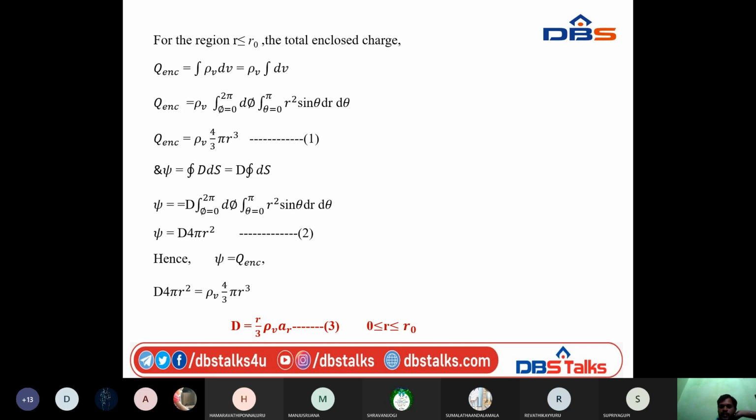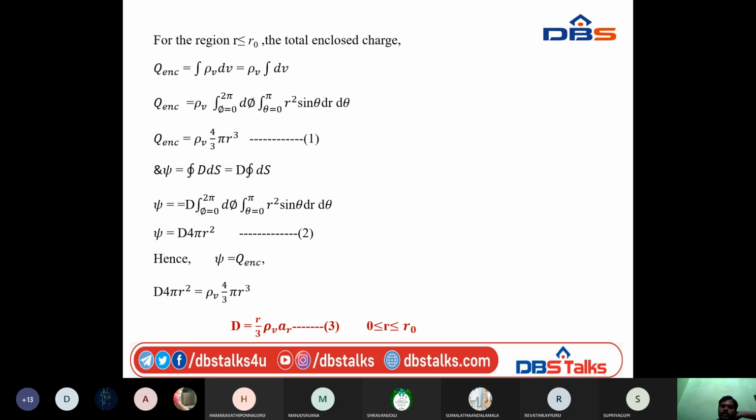It is a sphere, so here we have to consider the spherical coordinate system. In the spherical coordinate system, dV is r square sine theta dr d theta d phi. Once again, dV for the spherical coordinate system is r square sine theta dr d theta d phi, where phi lies between 0 to 2 pi and theta lies between 0 to pi.